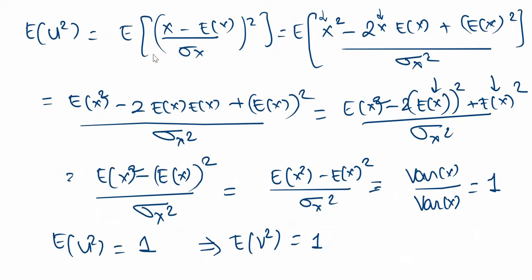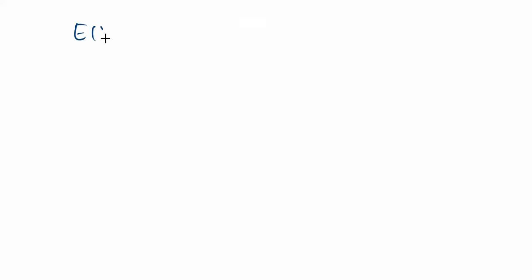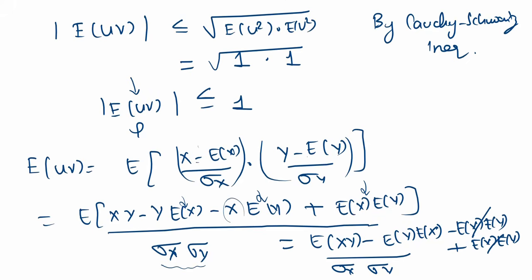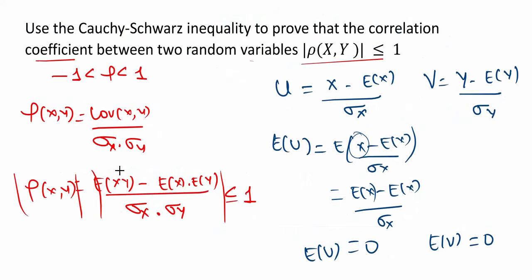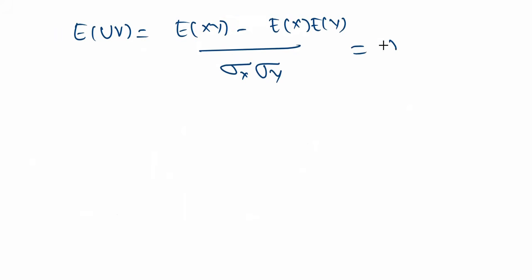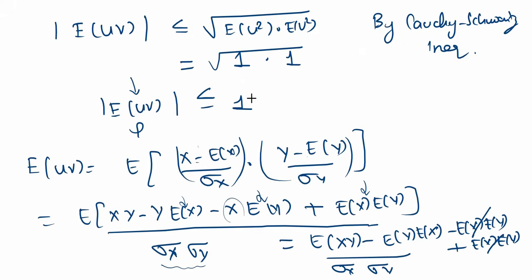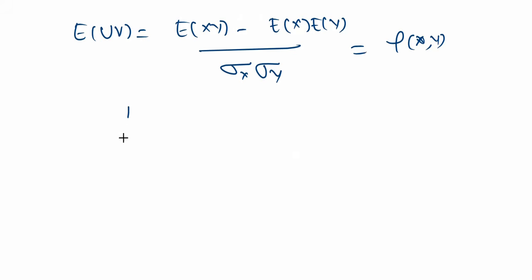Moving to the next slide, what we have over here is E of uv, which is (E of xy minus E of x, E of y) divided by sigma x, sigma y. Obviously, we see that this represents our rho of x comma y. And we have the right hand side, by the Cauchy-Schwartz inequality, already less than or equal to 1. So we have the modulus of rho of x comma y less than or equal to 1, and this proves the required result. I hope you understood the concept of Cauchy-Schwartz inequality and its application to problems.